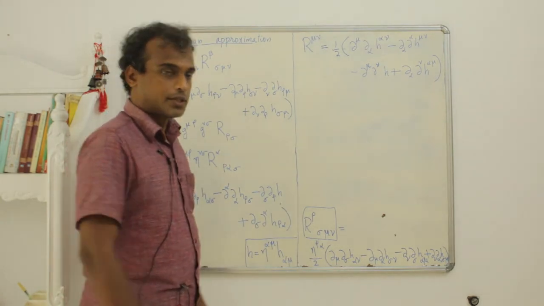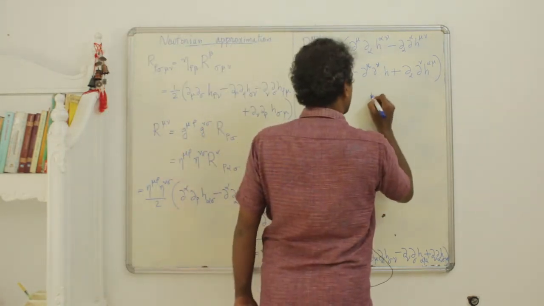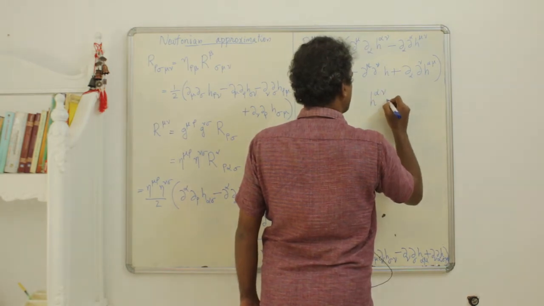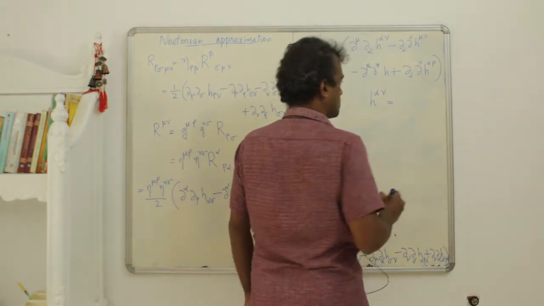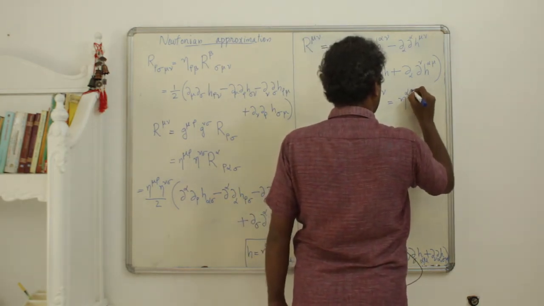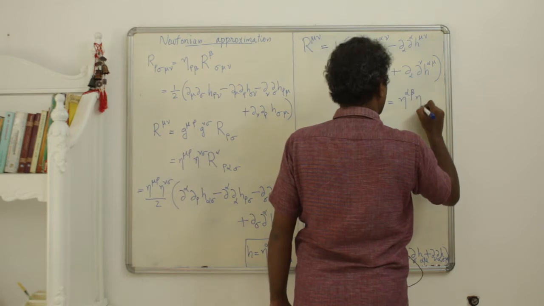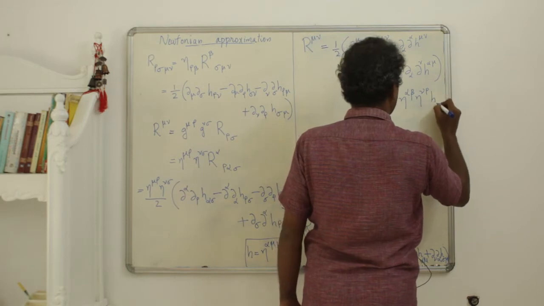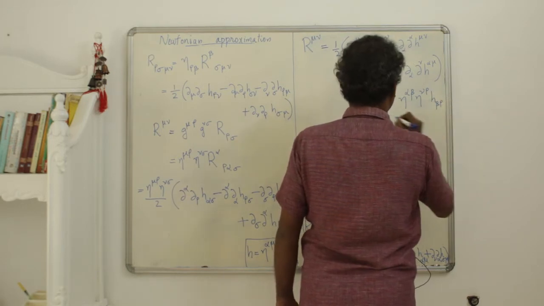Here I have also introduced the notation h^{\alpha}_{\nu}, which represents \eta^{\alpha\beta} \eta_{\nu\rho} h_{\beta}^{\rho}.